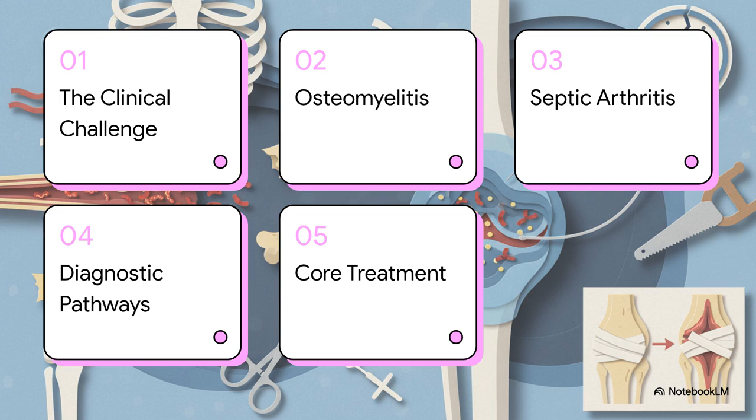We'll kick things off with the clinical challenge you'll face. Then, we'll get into the nitty-gritty of osteomyelitis, that's the bone infection, and septic arthritis, the joint infection. After that, we'll put them side by side to really compare the diagnostic paths. And finally, we'll wrap up with the core treatment strategies you absolutely need to know.